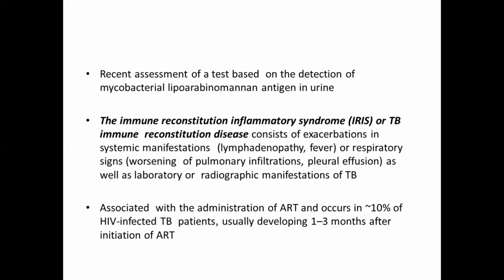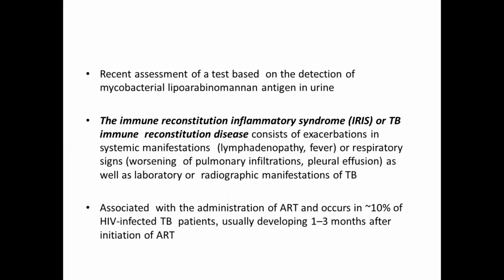And you should know one term, that is the immune reconstitution inflammatory syndrome, or IRIS, or TB immune reconstitution disease. It may come in your MCQs, and it consists of the exacerbation of systemic manifestations or respiratory signs, as well as laboratory or radiographic manifestations of tuberculosis in the patient who has HIV and is started on ATT. That means the patient has both HIV and tuberculosis, and he is started on anti-tuberculosis drugs.